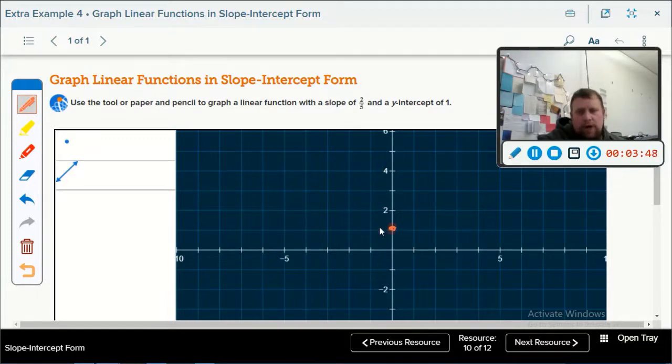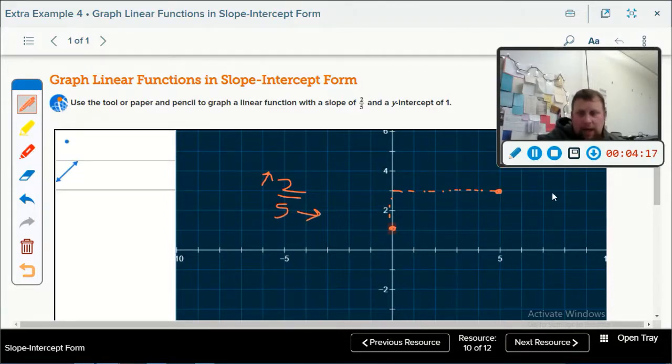So at 1, I'm drawing a dot. And then 2/5 is my slope. So that's rise over run. So if I have 2/5, first of all, it's a positive 2. So that tells me to go up 2 and to the right 5. Correct? So I'm going to go 1, 2, and then 1, 2, 3, 4, 5. Right here.